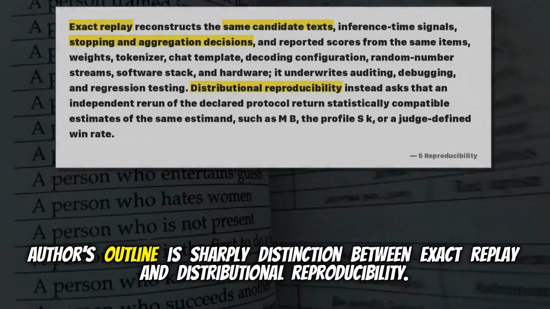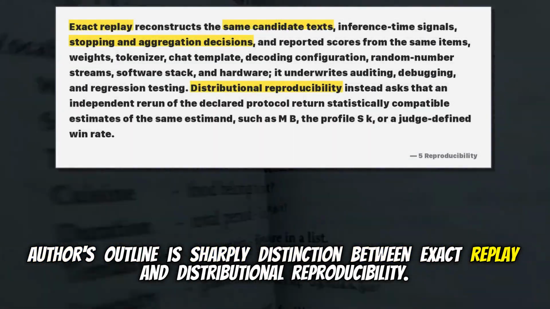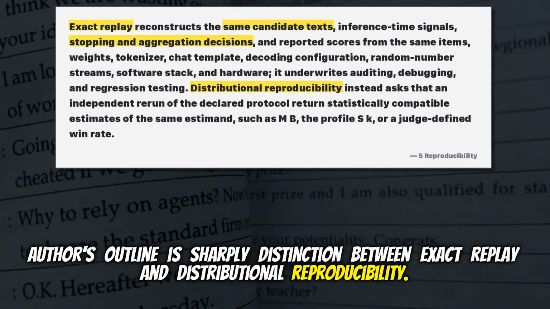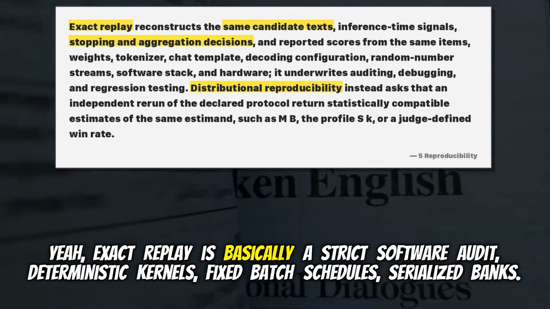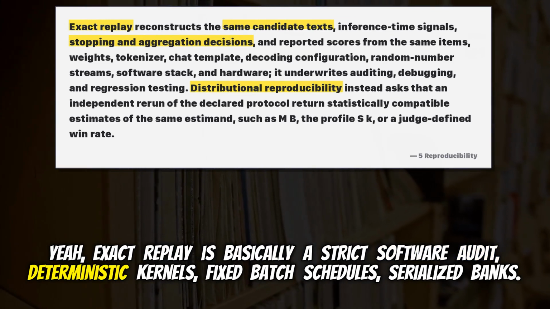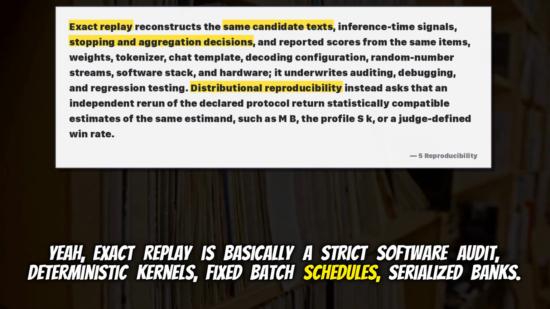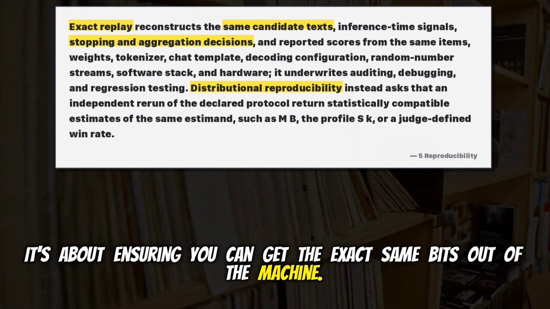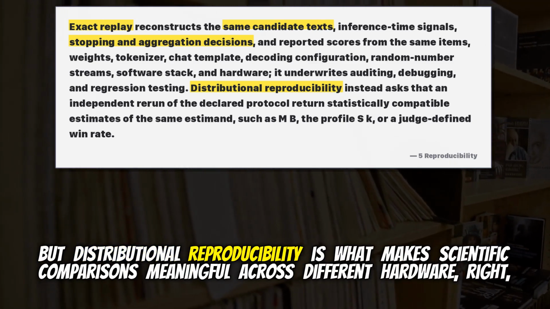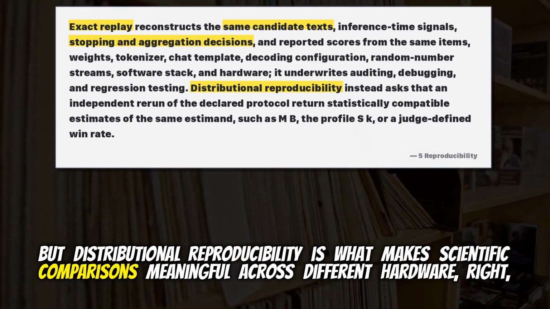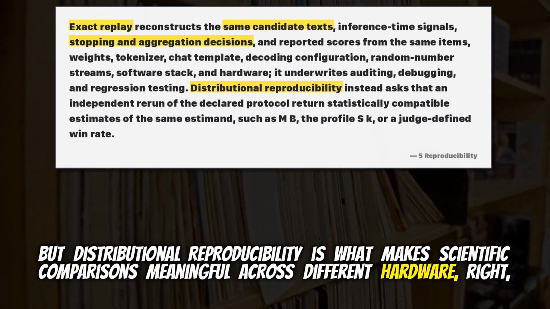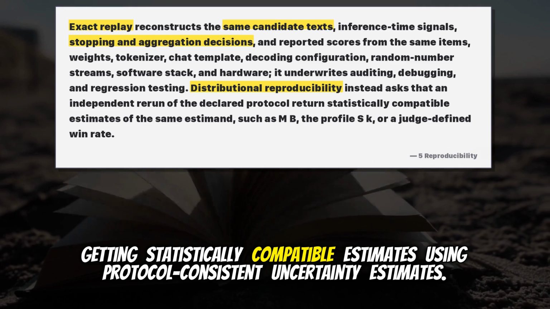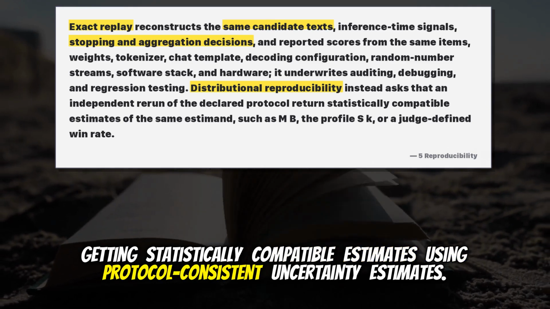The authors outline a sharp distinction between exact replay and distributional reproducibility. Yeah, exact replay is basically a strict software audit. Deterministic kernels, fixed batch schedules, serialized banks. It's about ensuring you can get the exact same bits out of the machine. But distributional reproducibility is what makes scientific comparisons meaningful across different hardware, right? Getting statistically compatible estimates using protocol-consistent uncertainty estimates.